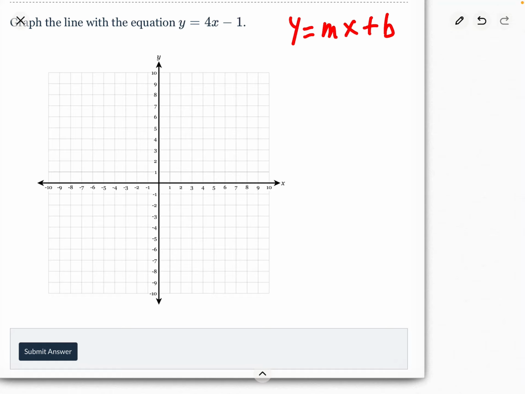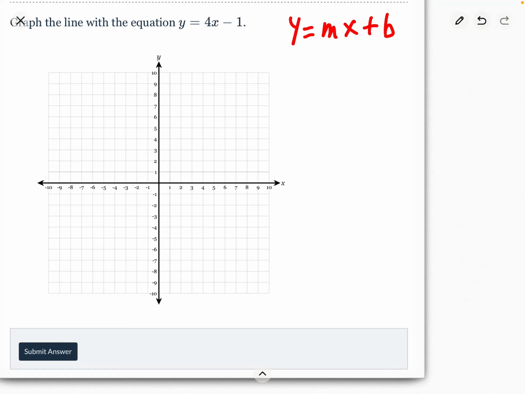So what you have here is the linear equation y = 4x - 1. And you should know that that's in slope-intercept form, which means that the slope, the m, is 4, and the y-intercept, the b, is negative 1.